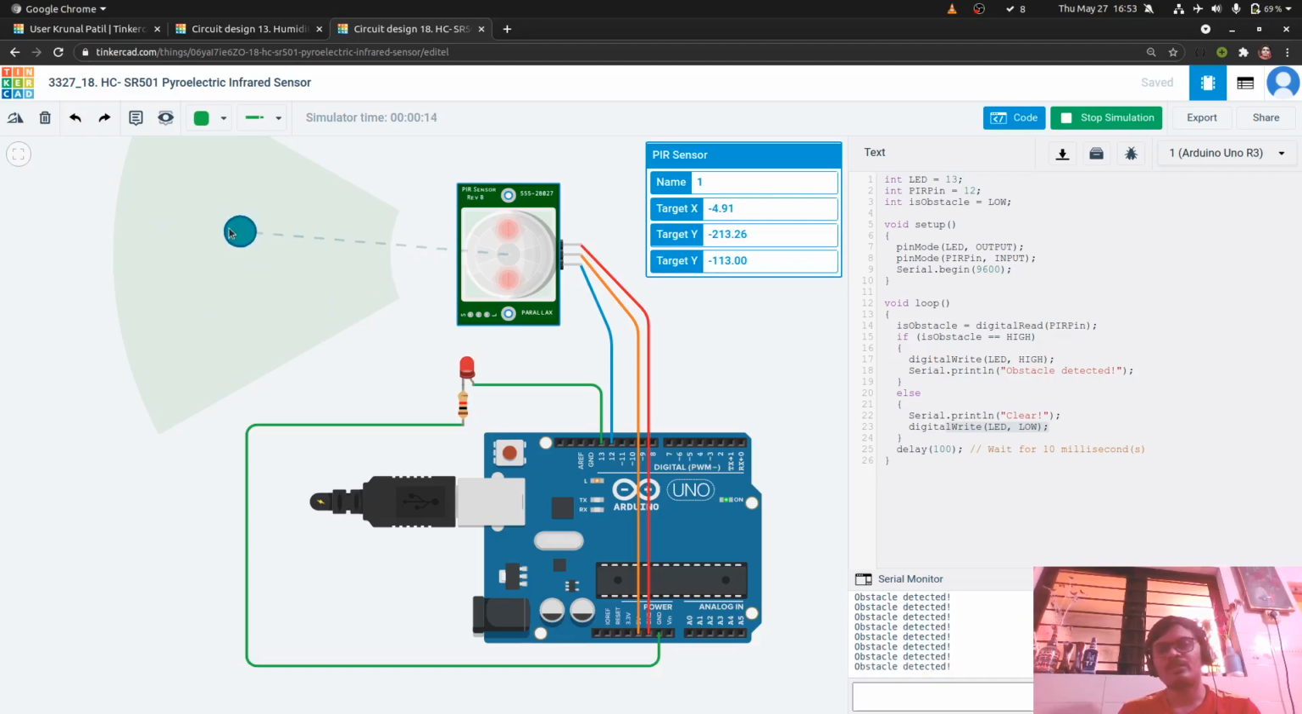But as soon as we stop the obstacle, we can see that the LED stops glowing and the output is clear. So in this way the PIR sensor was able to detect whether the object was moving or stationary.